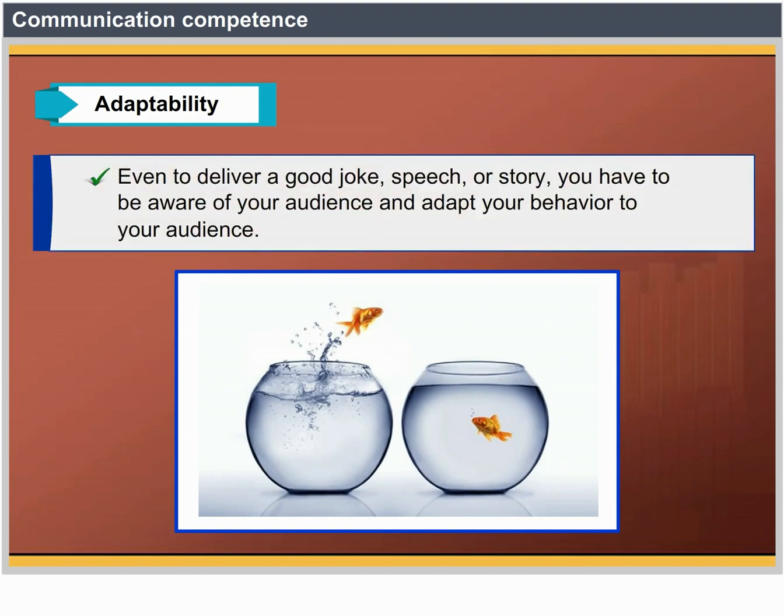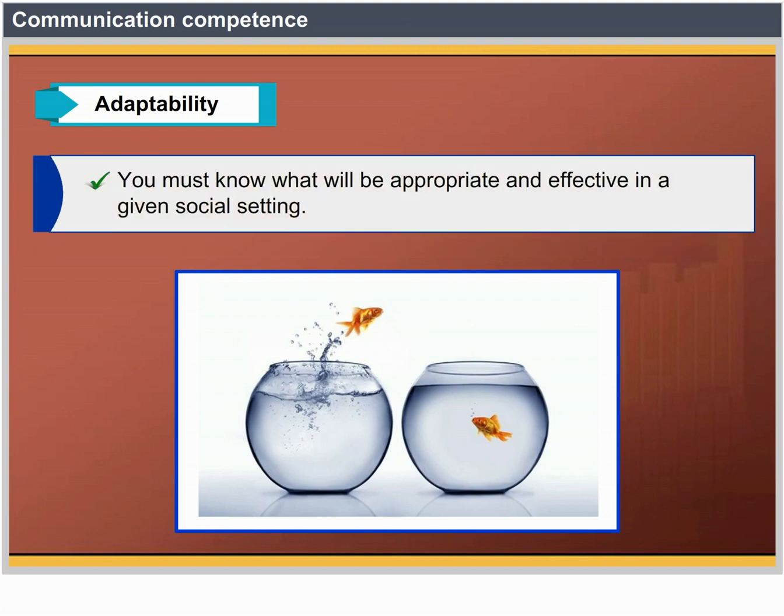To deliver a good joke, speech, or story, you have to be aware of your audience and adapt your behavior to your audience. You must know what will be appropriate and effective in a given social setting.